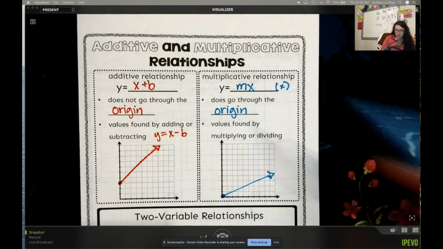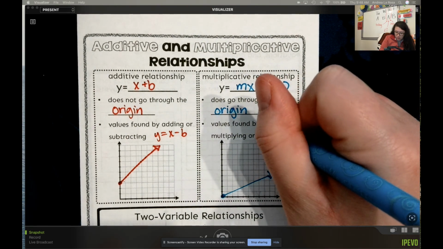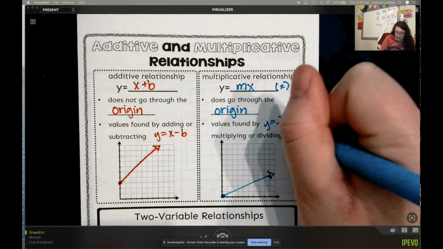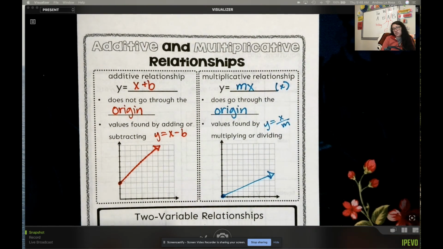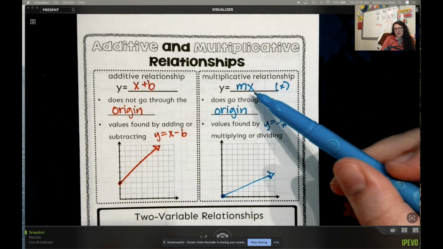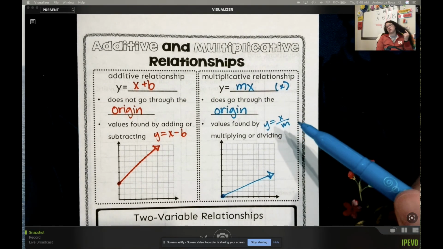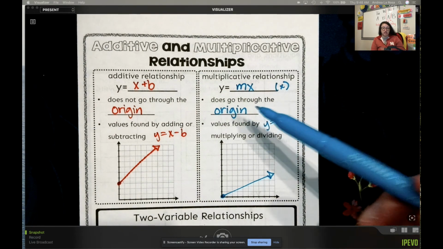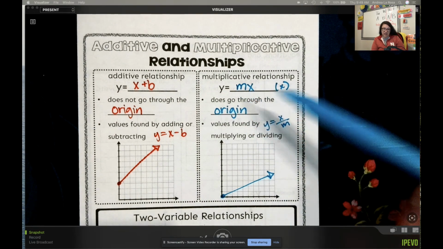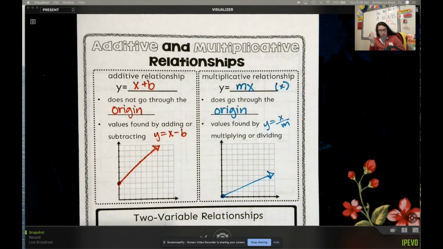Your equation can be y equals m times x, or it could be y equals x divided by m. Either one of those works. You typically see mx instead of a division, but it is possible to see the division. Sometimes you'll see the division written as a fraction in that form. We'll see lots of different things as we're working through this unit.